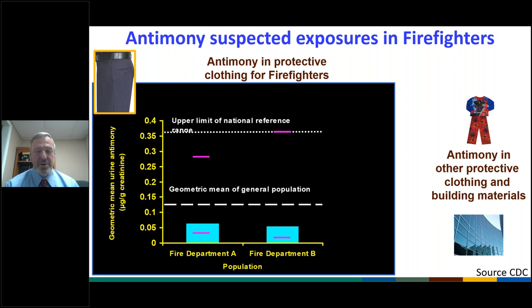Fortunately, we then had a communications program to let all the fire departments know that it's okay to wear clothing that is laced with antimony to protect the firefighters from their clothing catching on fire during a response to a fire. So public health investigations, biomonitoring, can have quite diverse impacts on various organizations.